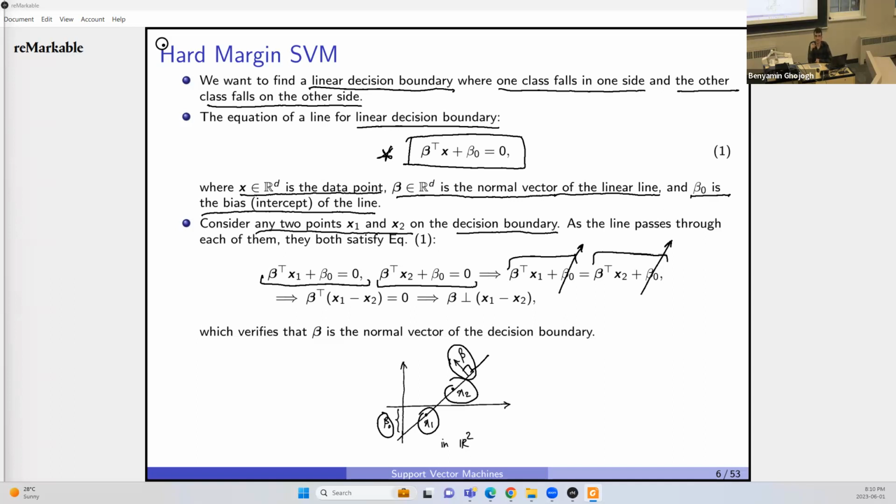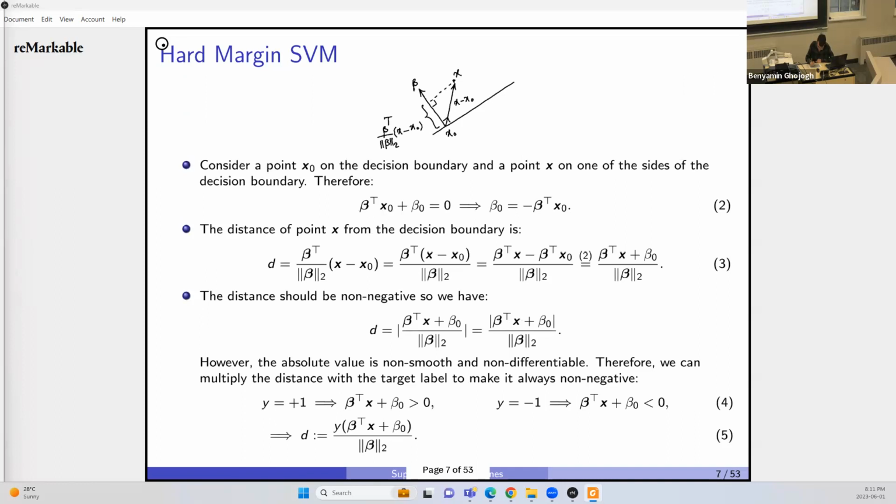I rearrange the expression, it becomes this. What does it mean? This means beta, the vector beta, is orthogonal or perpendicular to the vector x1 minus x2. And what is that? This is the vector connecting x2 to x1. That's also a proof of why beta is a normal vector for the decision boundary.